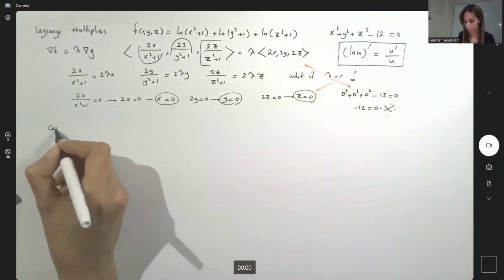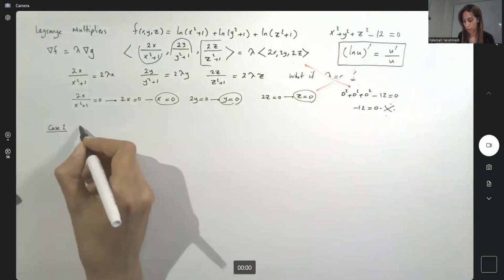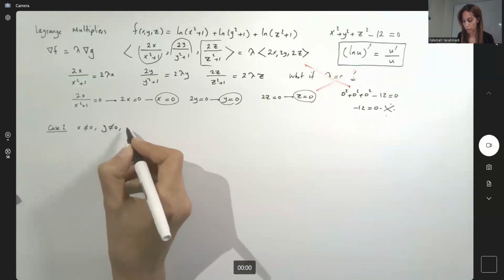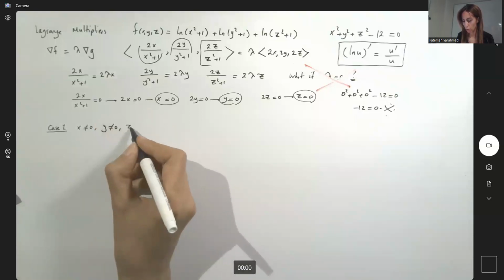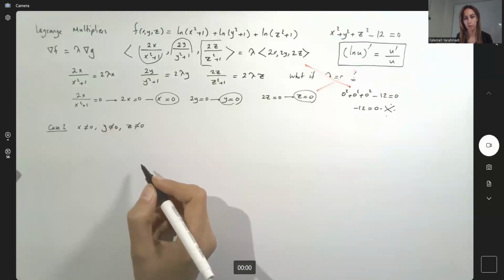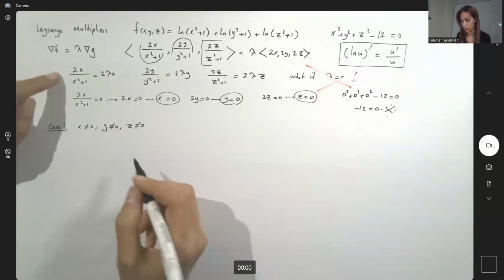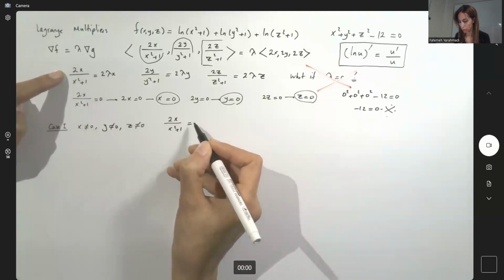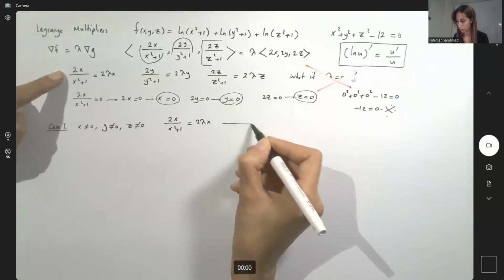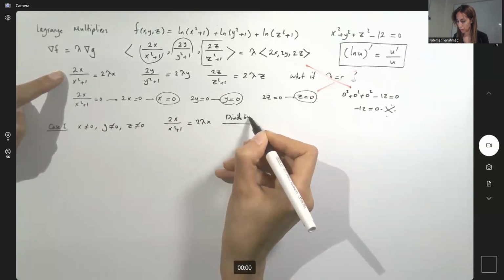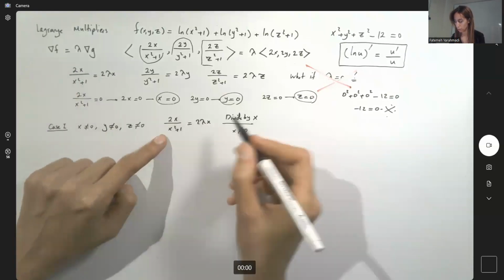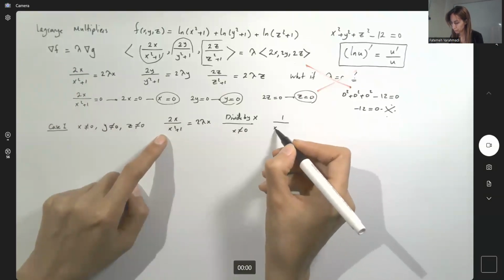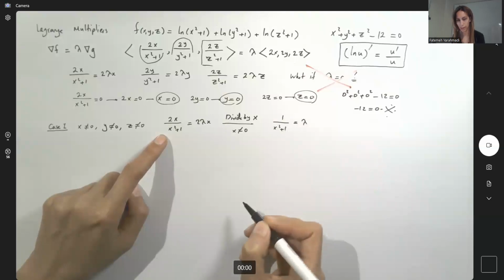Let us take a look at this case. Case number 1. What if none of these is equal to 0? We need to analyze each scenario separately. x is not 0, y is not 0, z is not 0. So what happens here? From the very first fraction, 2x divided by x squared plus 1 is 2 lambda x. Divide by x, because x is not 0. What do you get? You get 1 over x squared plus 1 equals lambda.